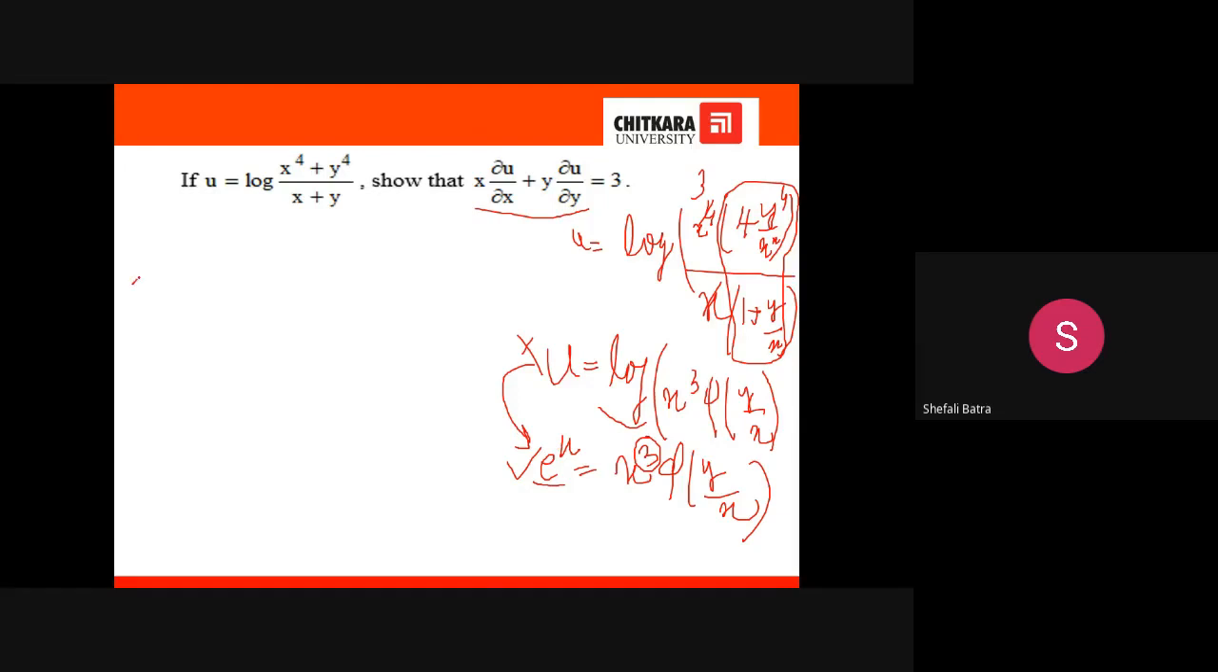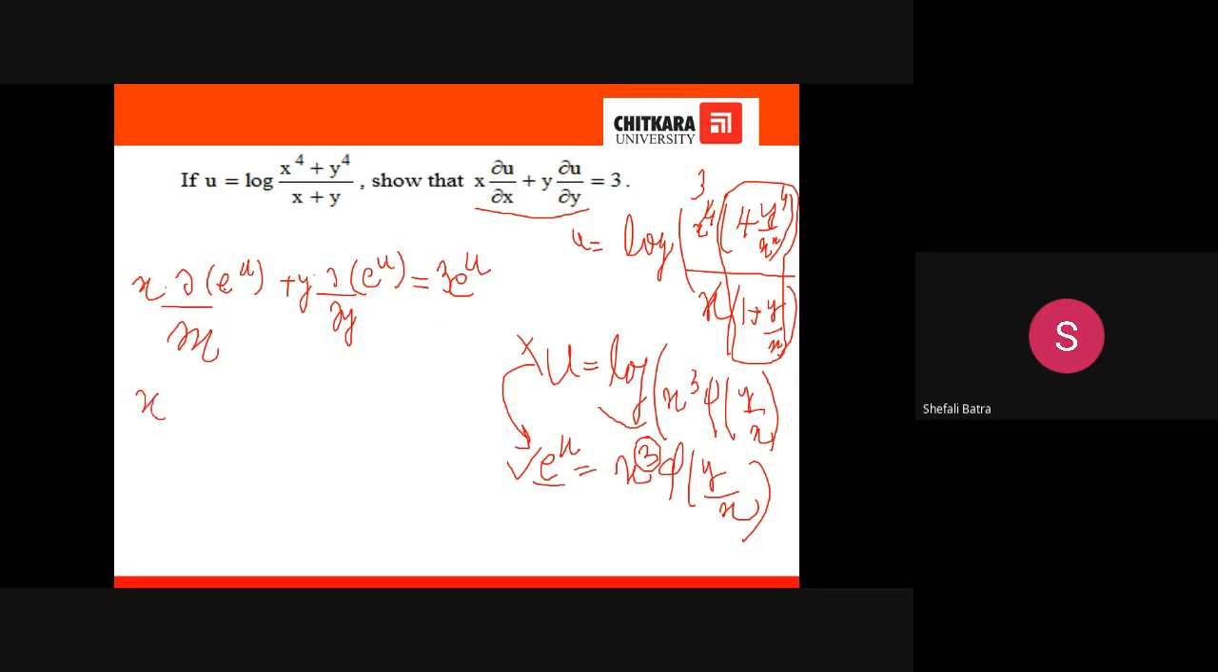Now e power u is a homogeneous function, so you will write x into ∂/∂x of e^u, because e^u is a homogeneous function, plus y into ∂/∂y of e power u, that is equal to, degree is what? 3. So 3e^u. Then you need to simplify it.